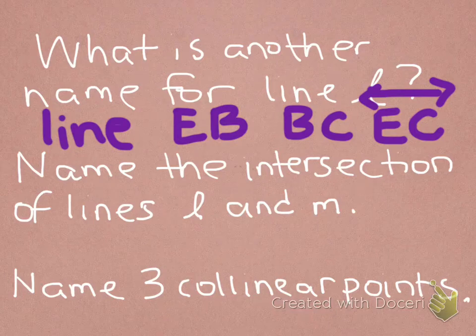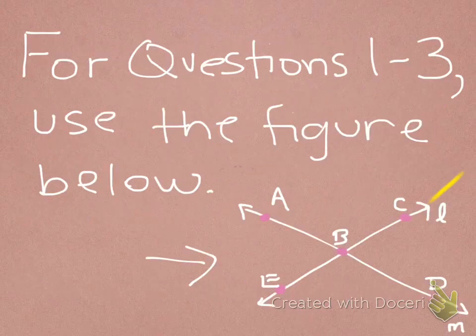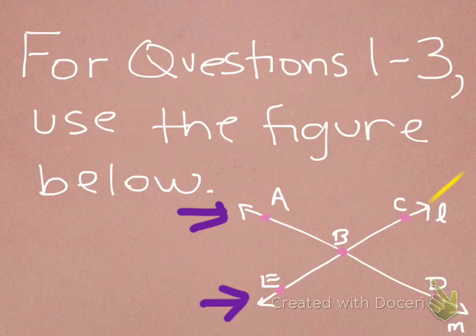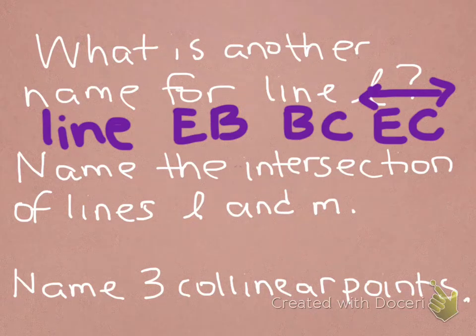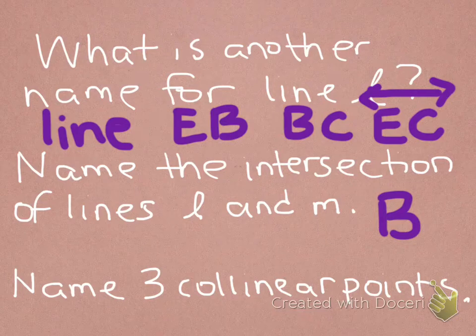Name the intersection of lines L and M. If we look at the figure again, that is going to be this line and this line. So where do they intersect? They're going to intersect at a point, which is going to be point B. So 2 lines always intersect at a point. You don't need to write point. You can just put capital B, and that will indicate point B.